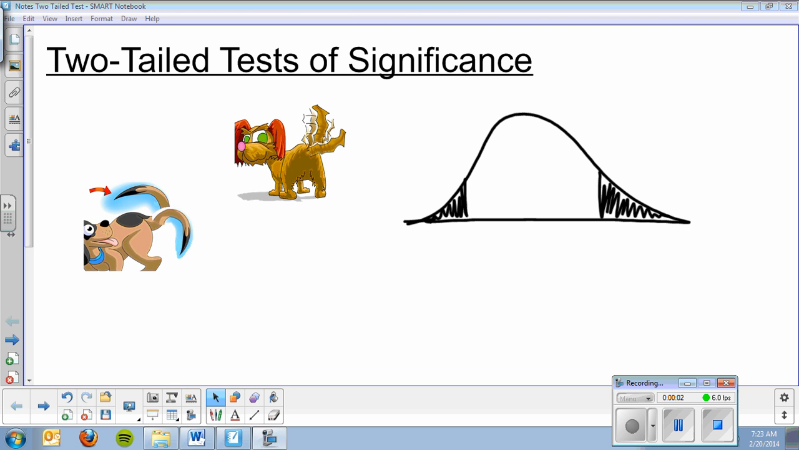If I was a rapper, my name would be Two Tails, but I digress.